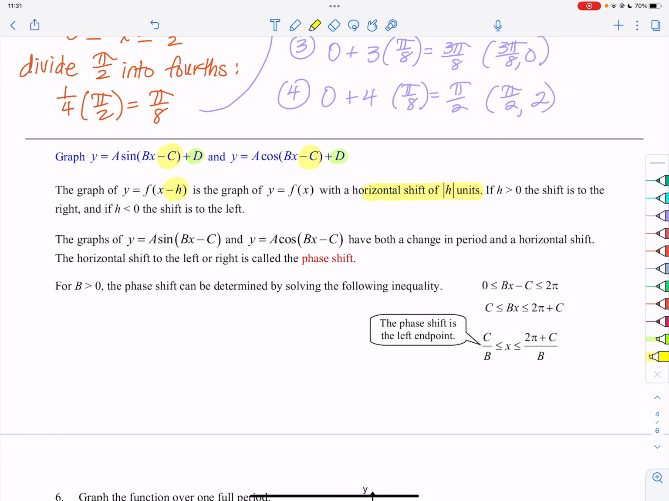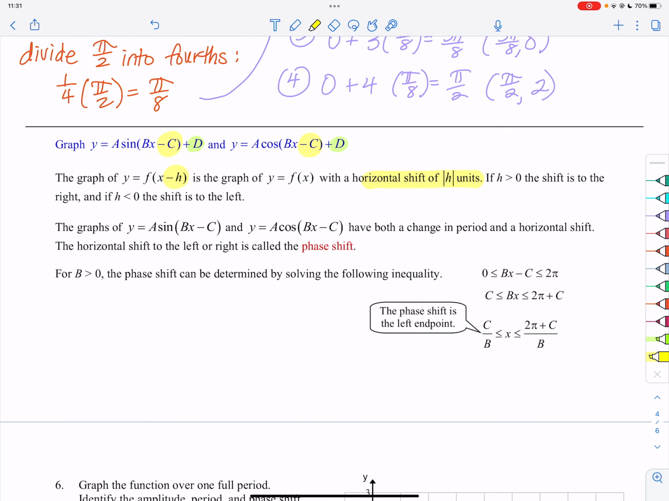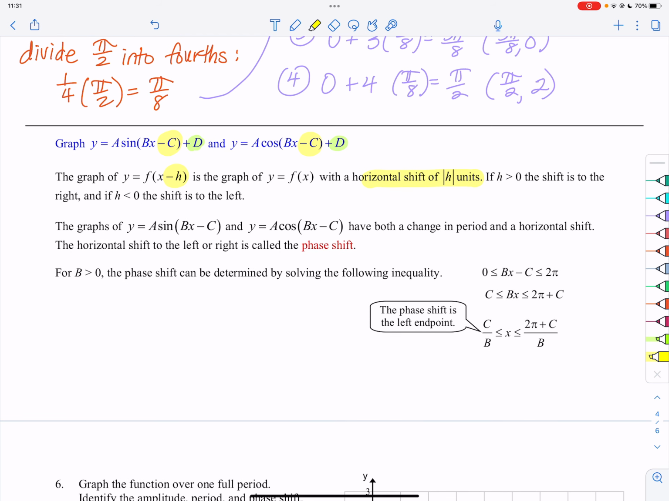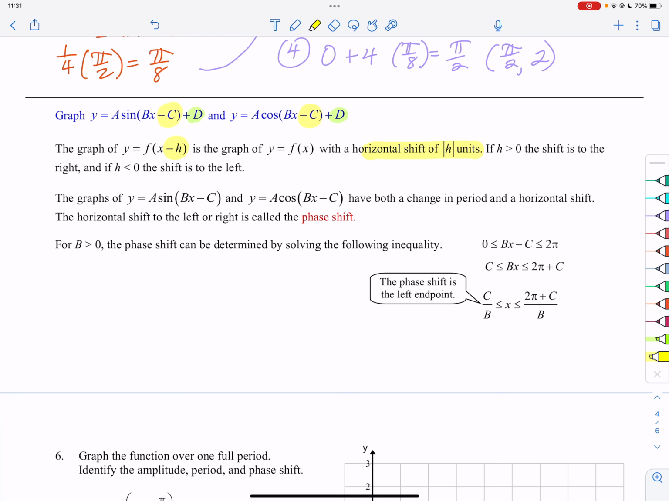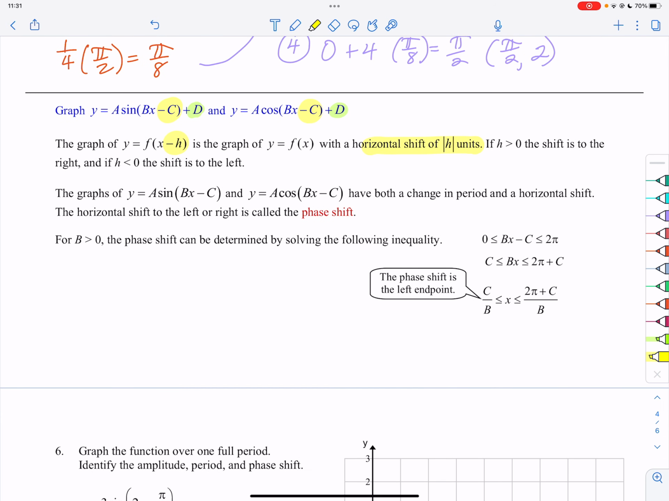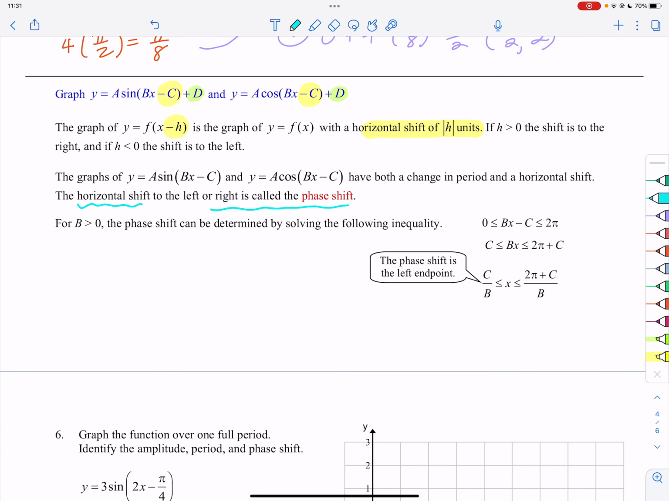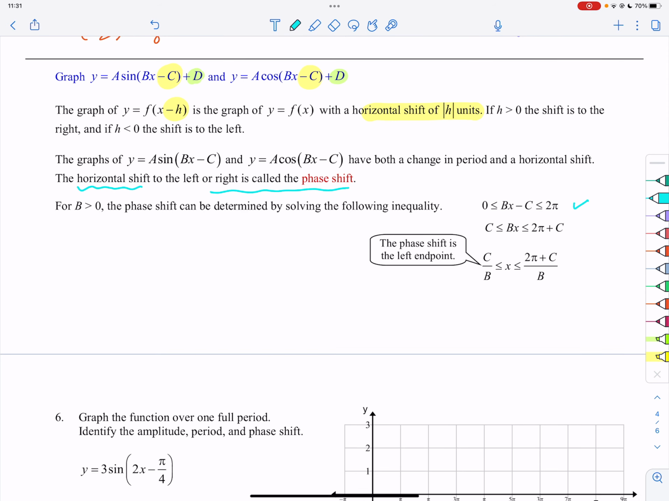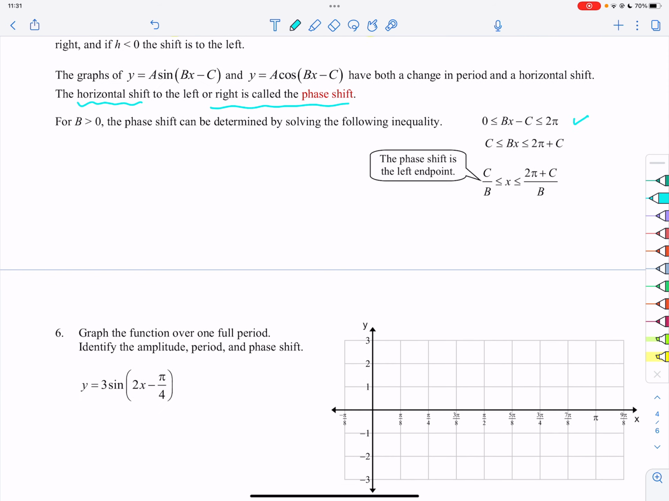Now, if we have these graphs and we have bx minus c for both the sine and the cosine, both of these will have a change in period and a horizontal shift. And this horizontal shift to the left or the right is actually called a phase shift, and we'll have an example with that. So for a positive value of b, we can use this inequality right here to solve for this phase shift. Okay, let's go ahead and look at number 6.